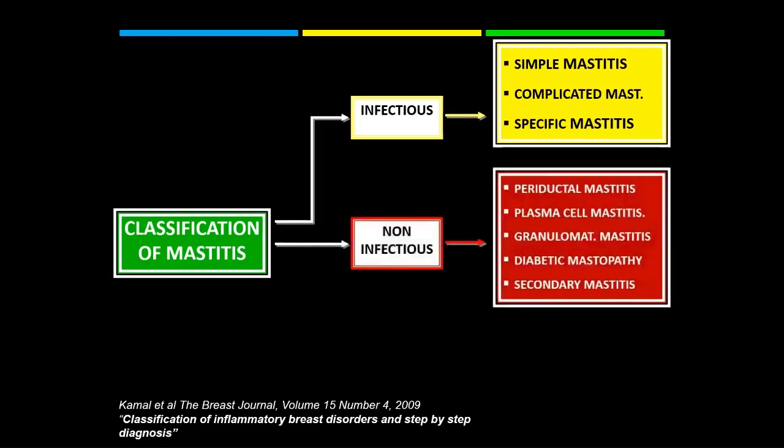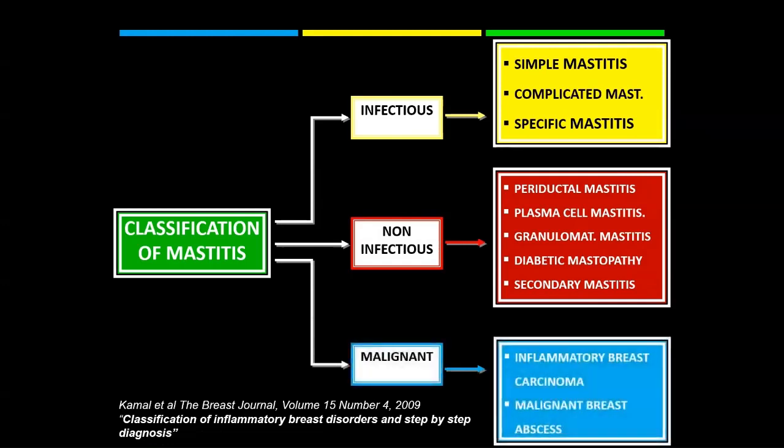The second type of mastitis is non-infectious mastitis, and it includes a long list of lesions, and it usually occurs either due to chemical irritation or due to an autoimmune reaction in the breast. And the third type, which is the most serious type of mastitis, is malignant mastitis, and this includes inflammatory breast carcinoma and malignant breast abscess.